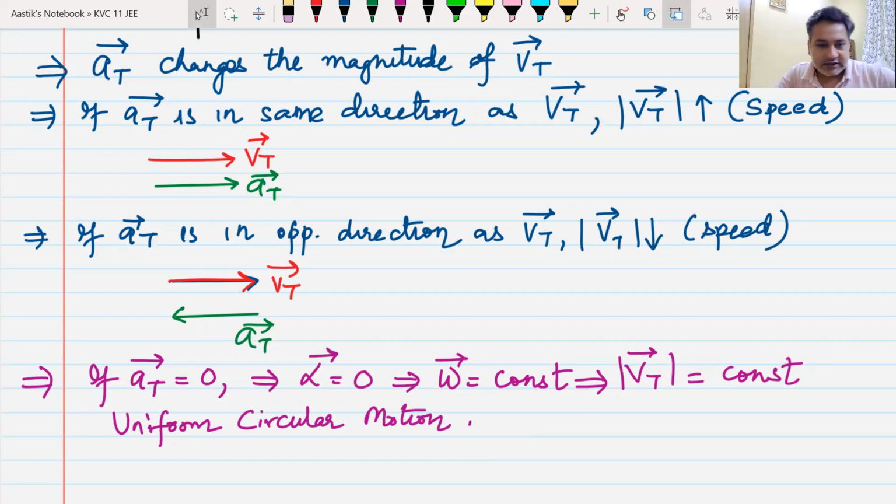Tangential acceleration. The job of tangential acceleration is to change the speed of the particle. But even in UCM, something is changing. Even though the speed is not changing, something is changing. What is that something that is changing? Even though the speed is constant, something is changing. What is changing? Direction, sir. Direction of what?